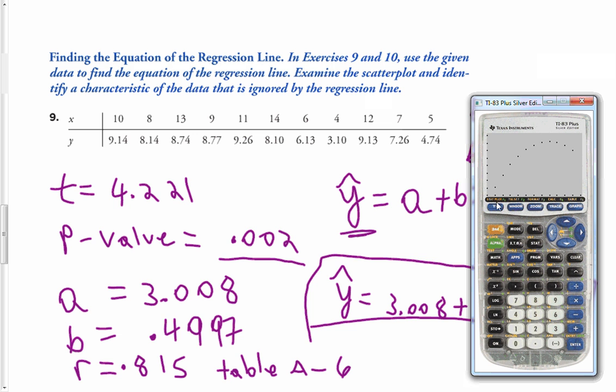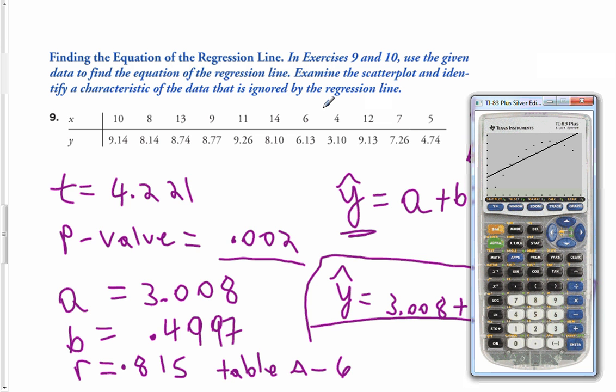Now let's graph the regression equation. So y equals, and let's clear this one. Let's graph our regression equation by going to vars, then going down to statistics, going over to EQ, and grabbing the regression equation and putting it in here. This is the regression equation. Then we go back to the graph, and there's the regression line going through the data.